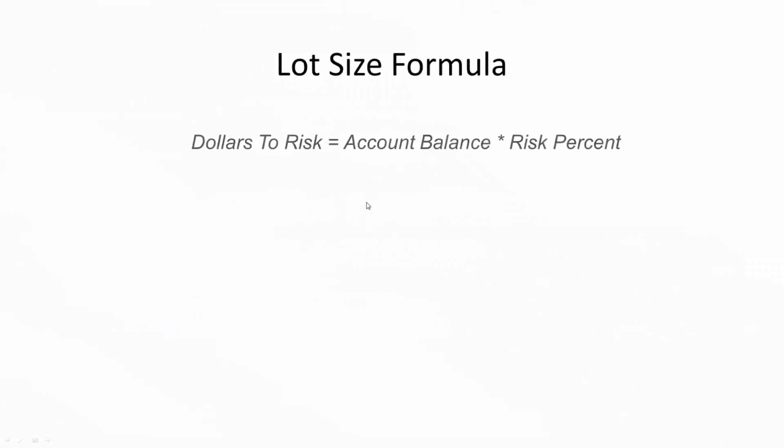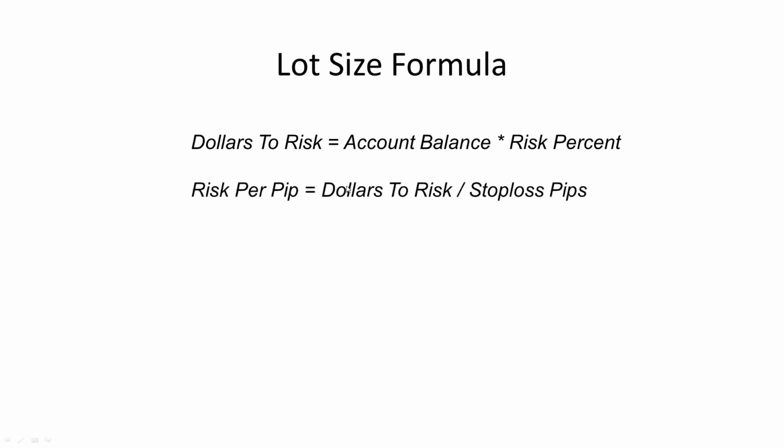Okay. So here's the formula. There's a couple different phases to get to this, to calculate the lot size. So let's start with, first you have to calculate your dollars to risk. So we've talked about, you take your account balance times your risk percent. That's going to figure out how many dollars you're going to lose if you hit your stop or where you're going to close the trade. Okay? Then you're going to need to get your risk per pip. So you'll take that dollars to risk number and you're going to divide that by your stop loss pips.